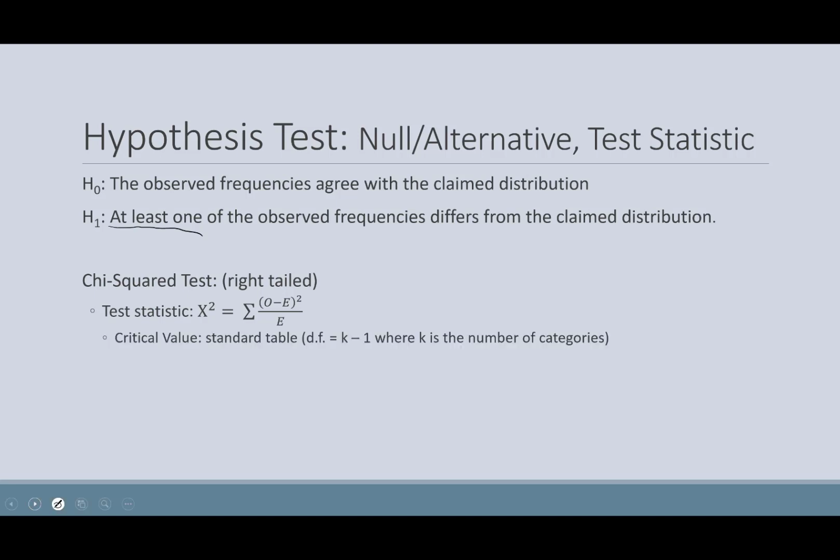Once we have our test statistic, we can either use the critical value method, where we would use the standard chi-square table, and our degrees of freedom would be k minus 1, where k is the number of categories. Or we could use the p-value method, for which we would typically use technology to compute the p-value.